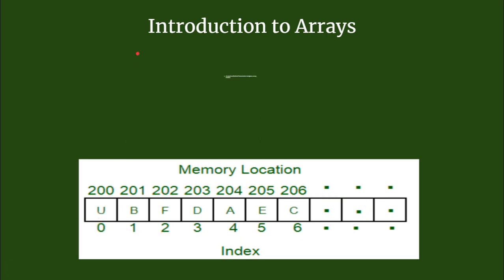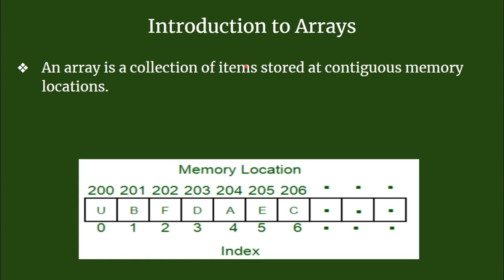We know that an array is a collection of items stored at contiguous memory locations. Contiguous means continuous memory locations. Here we are seeing the array. This array has the elements u, b, f, d, a, x, e, c, etc. These are all the array elements. And now 0, 1, 2, 3 are the index of the array, that means the location. The first location contains the data u. The second location contains the data b.